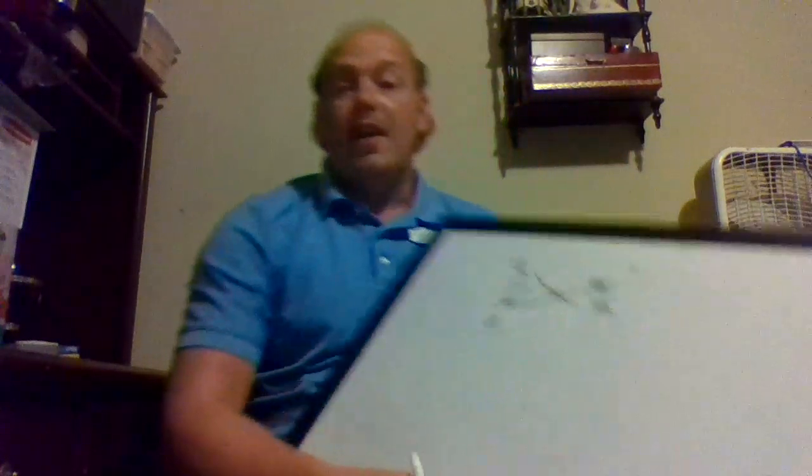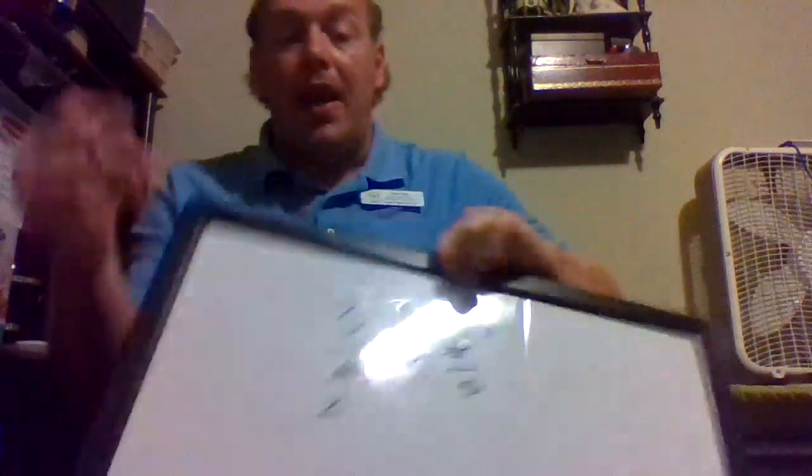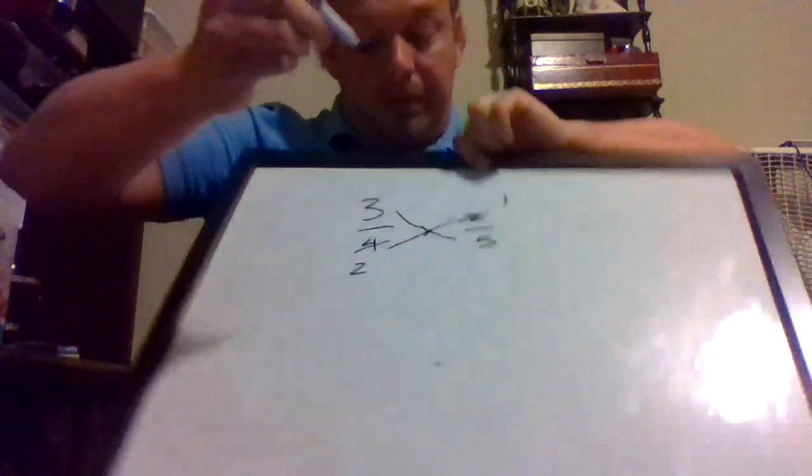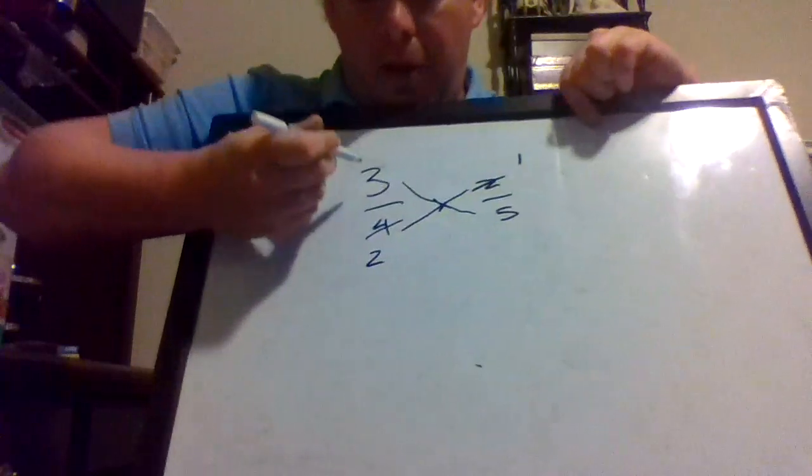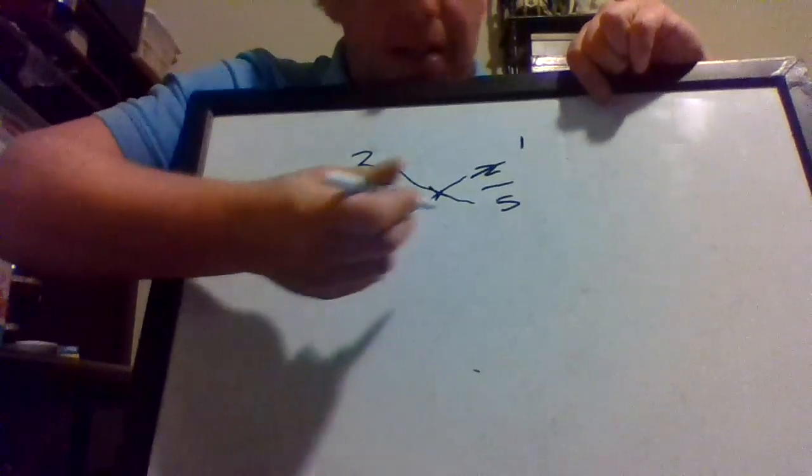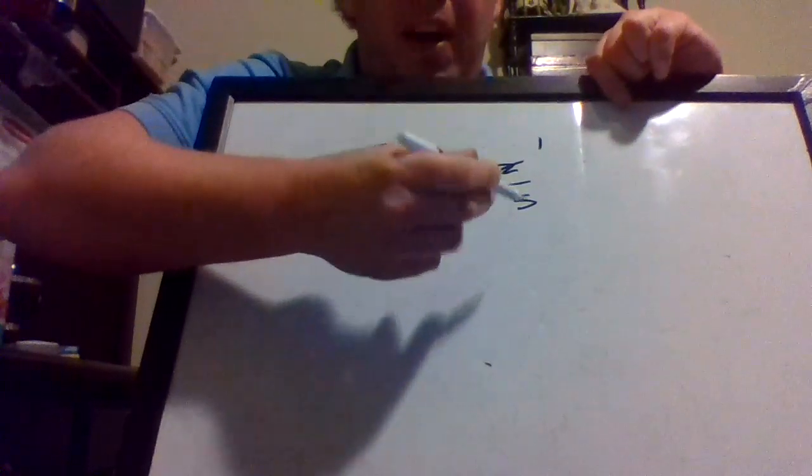So, 2 goes into 4 2 times. So we're going to mark out this 4 and put a 2. And 2 goes into 2 1 time. So we're going to mark out that 2 and put a 1. Now, see what we have? We have 3 over 2 times 1 over 5.